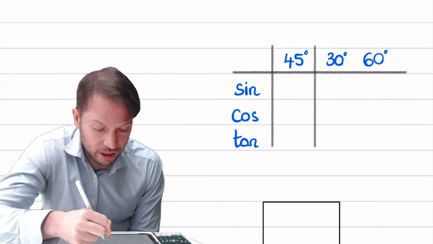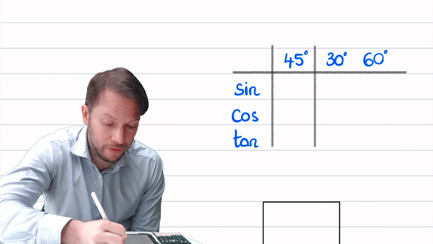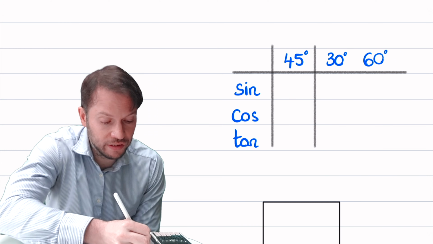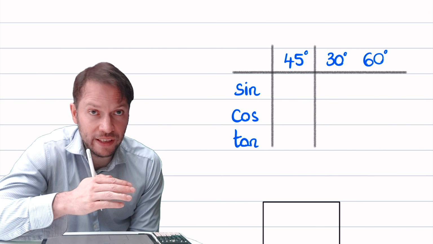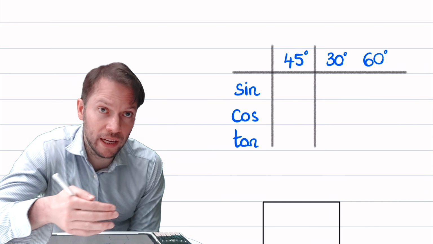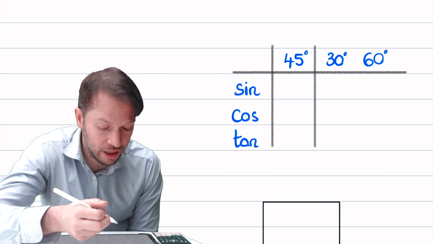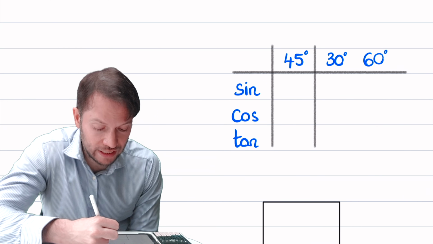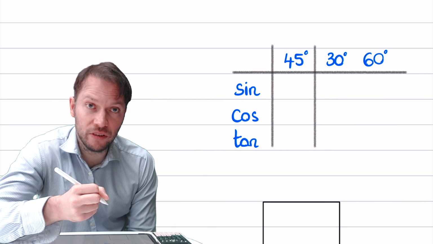But it might be there's nicer angles of 45 degrees, 30 degrees and 60 degrees, and these are nice angles we find in common shapes like squares and like equilateral triangles where we want to find sine, cos and tan of them. So how do we do that?